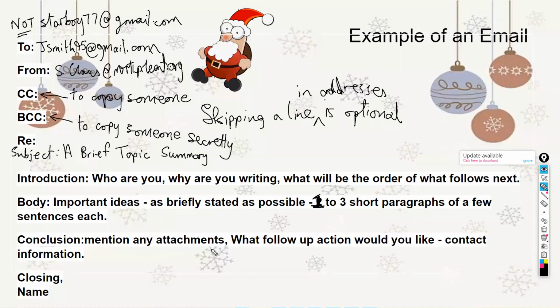Conclusion, mention the attachments. So if you've attached any pictures, if you've attached a scan of a page, what would you like them to do? Do you want them to message you if they have any problems? Do you want them to call you if they have questions? And then again, you're closing. So respectfully in your name, regards in your name, your friend and your name, sincerely in your name, whatever, right? Okay, any questions? Go ahead and put them in the chat. So I'm giving everybody time now to write down this format.